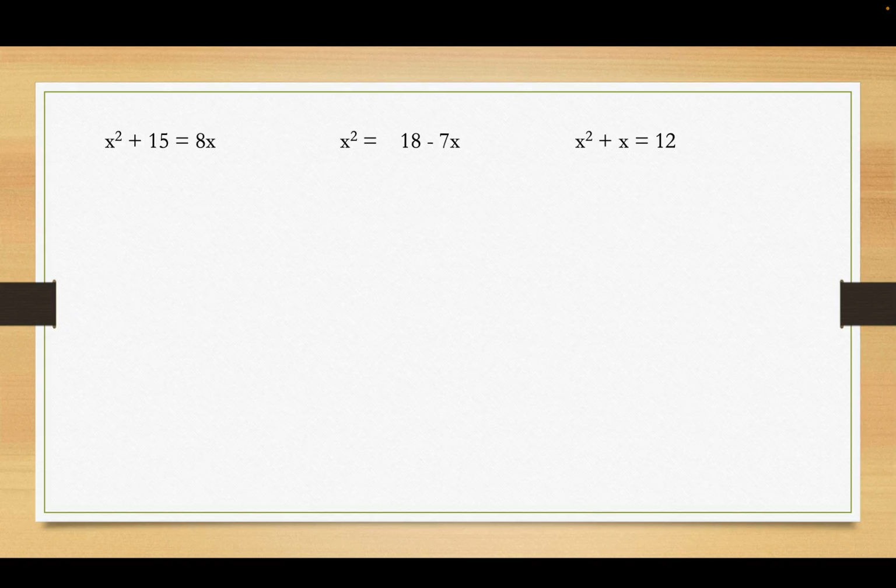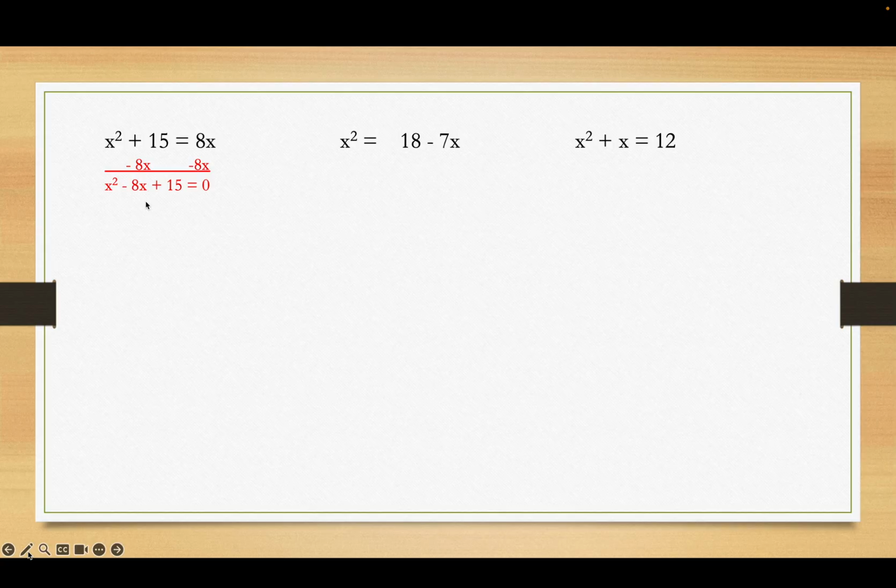Okay. The point behind the last two slides was to really emphasize this idea of getting everything on one side so that you can factor it. So in the first one, I got to subtract 8x from both sides. That gives me x squared minus 8x plus 15 equals 0. Notice the standard polynomial order here: the squared term, the x term, the number at the end.